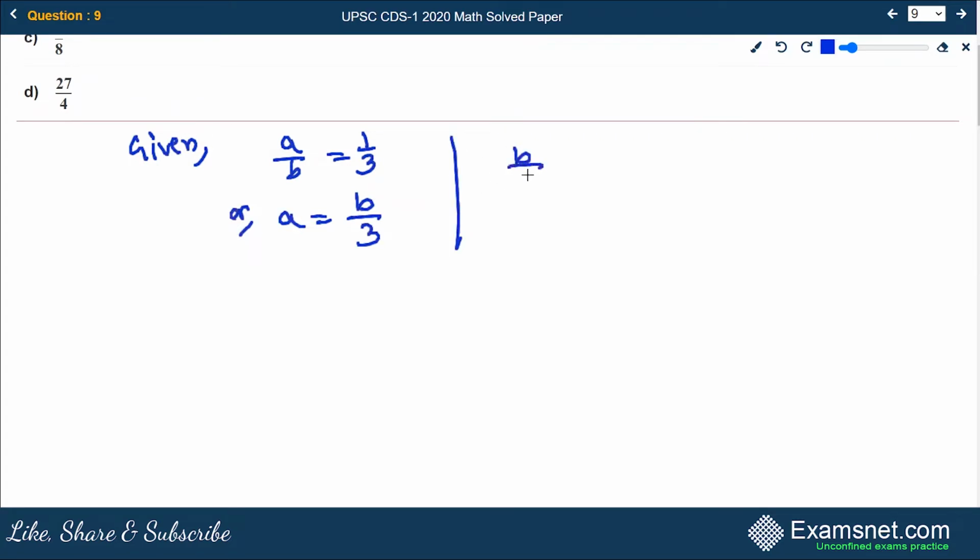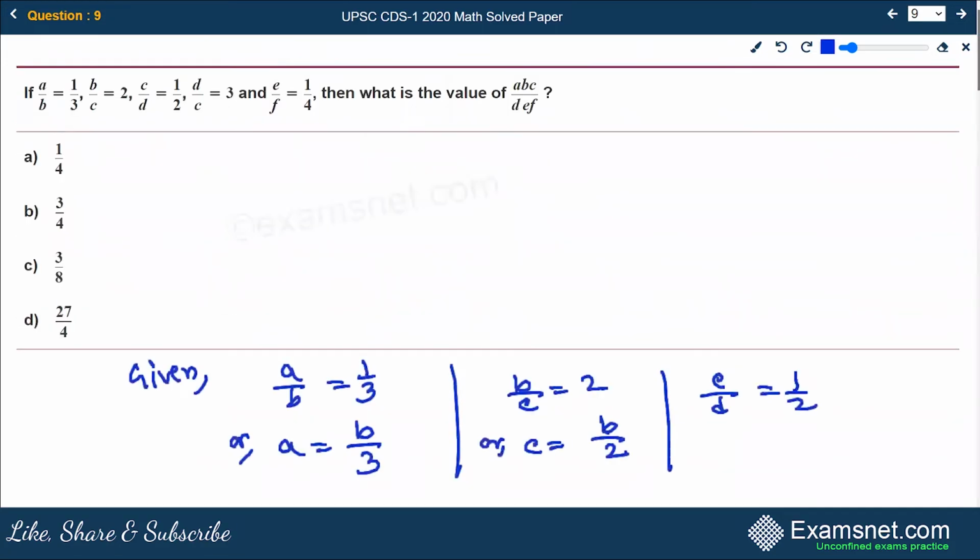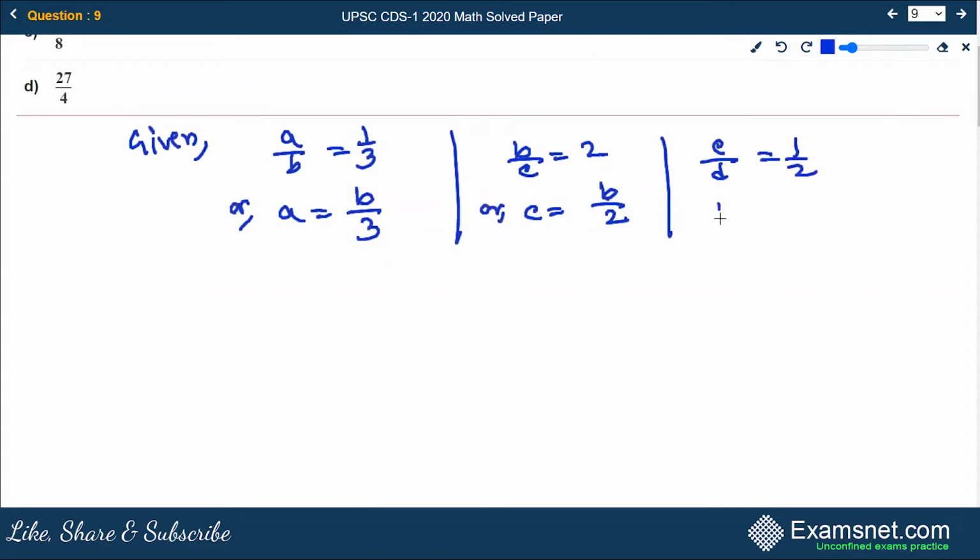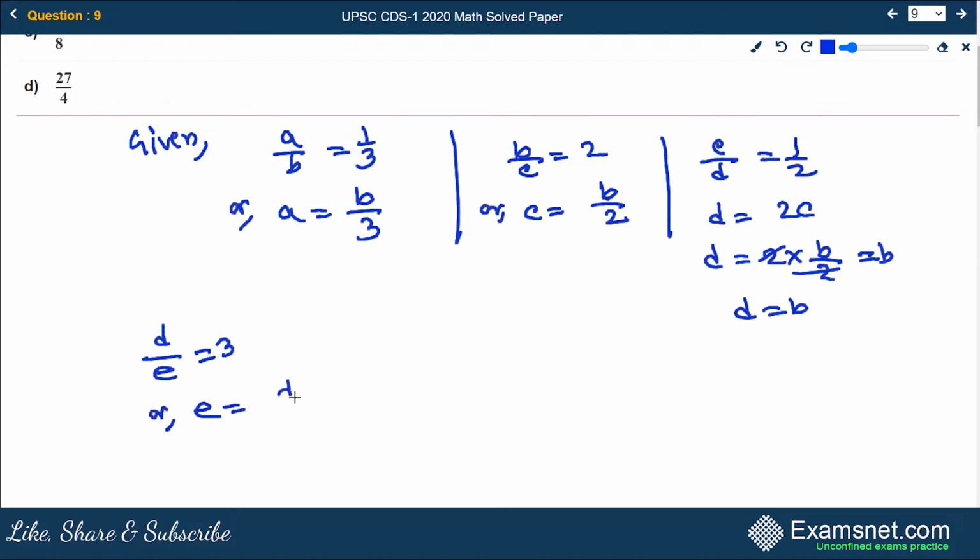Next, B by C equals 2. If I try to find the value of C, it will be C equals B by 2. Next, C by D equals half. So I can write D equals 2C. Further from here, I can put the value of C. It will become B. D equals B, correct? And D by E equals 3. So E equals D by 3.